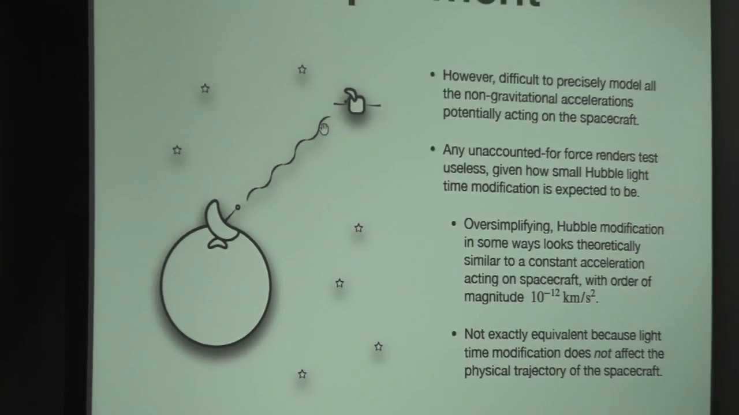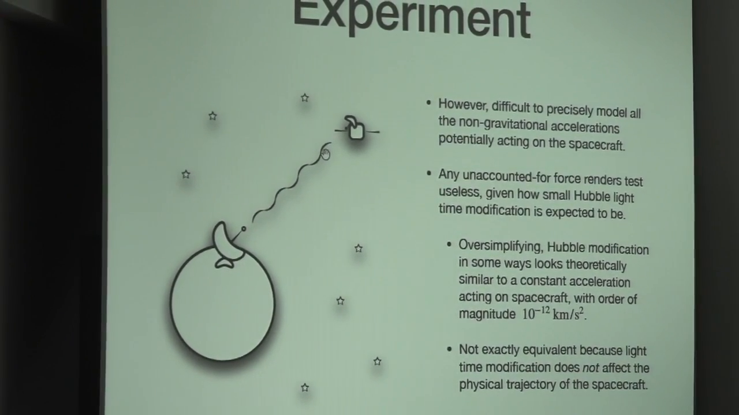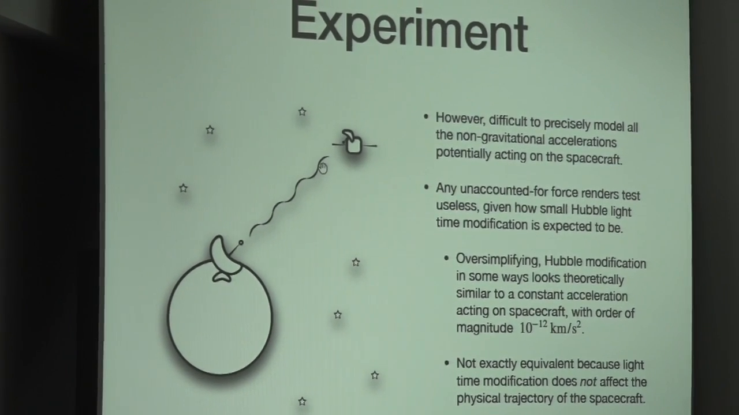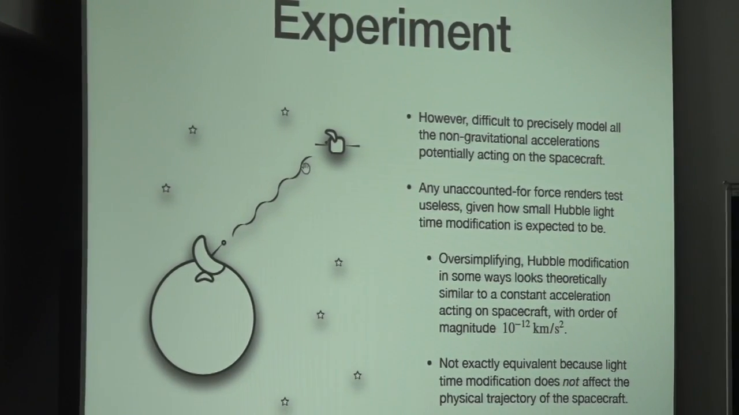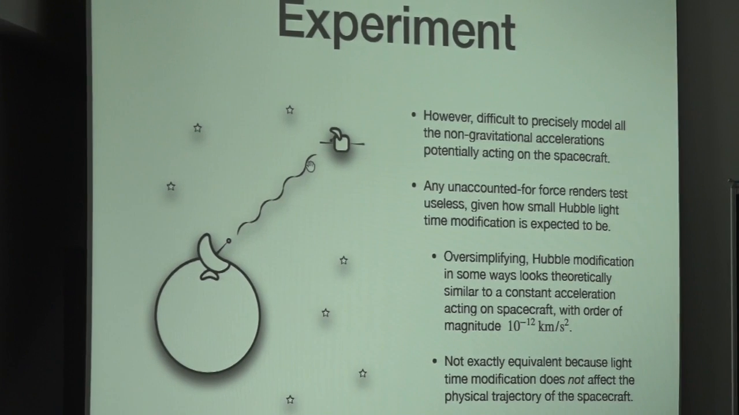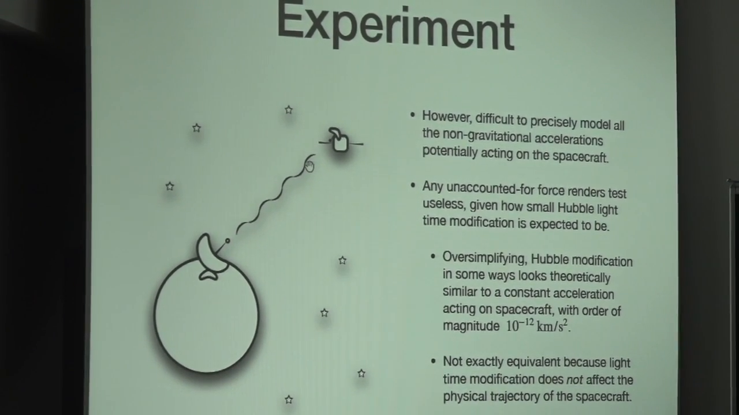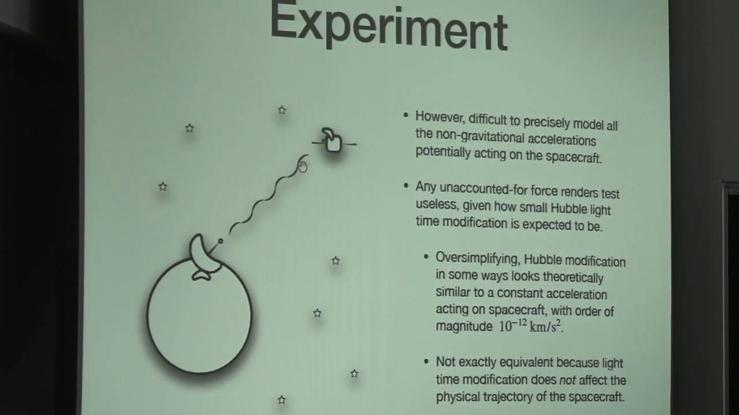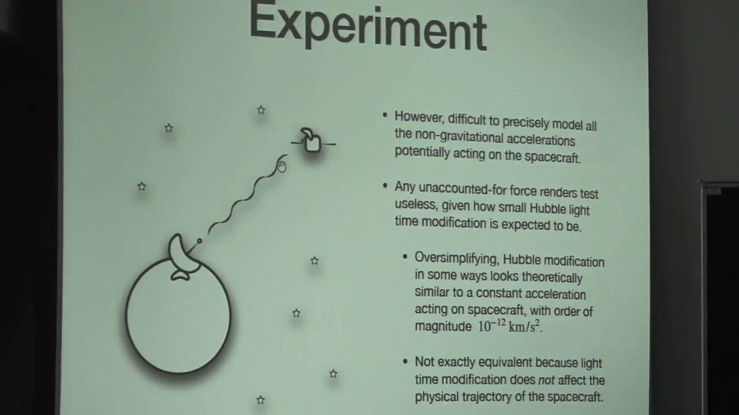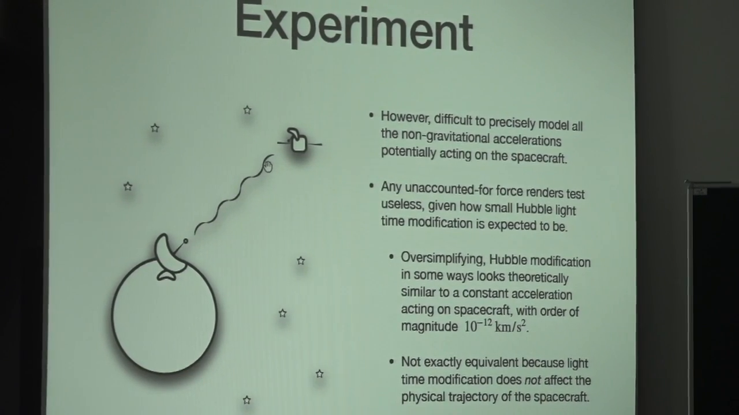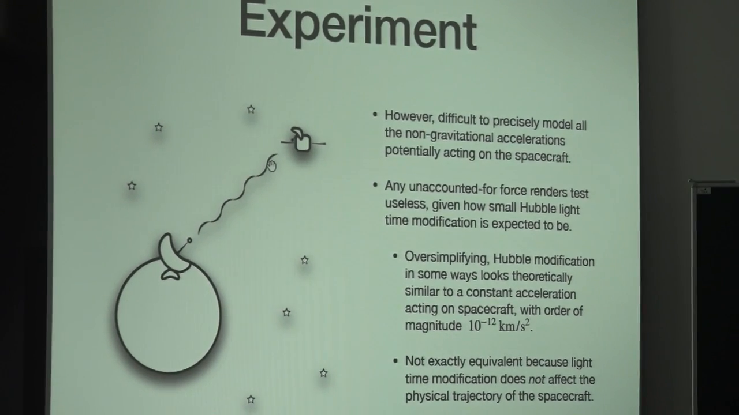However, the difficulty in precisely modeling and looking for this light time effect is actually modeling all the non-gravitational accelerations acting on the spacecraft, because this effect is likely super, super small. Any really, really small acceleration can render this test useless.